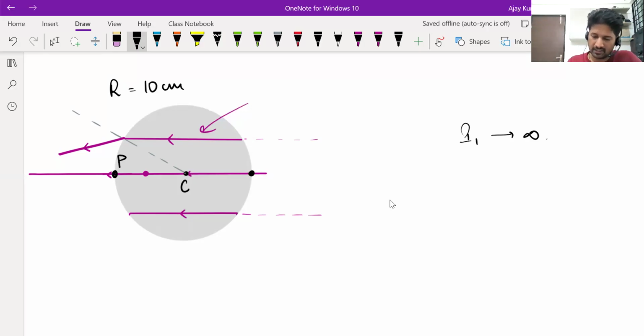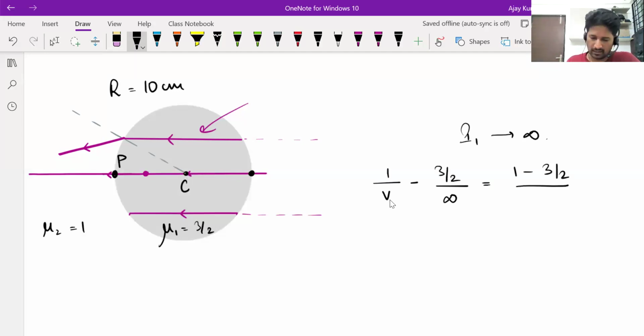And for the second refraction, rays are entering from glass. So glass refractive index becomes mu1 into air. Air refractive index becomes mu2. Apply the formula mu2 by v minus mu1 by u is equal to mu2 minus mu1 divided by R.